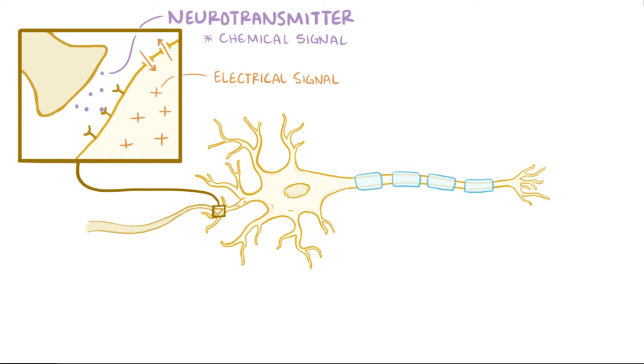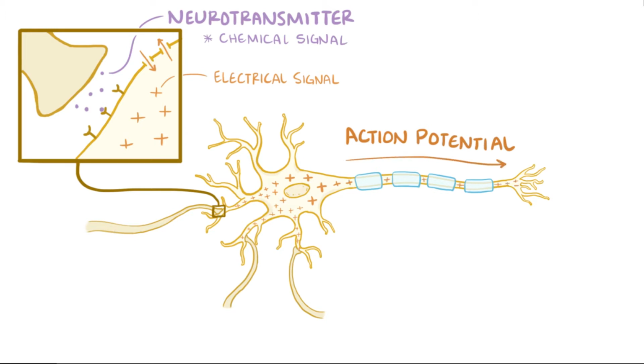Since a single neuron can have a ton of dendrites receiving input, if the combined effect of multiple dendrites changes the overall charge of the cell enough, then it triggers an action potential, which is an electrical signal that races down the axon at up to 100 meters per second, triggering the release of neurotransmitter on the other end, and further relaying the signal. So neurons use neurotransmitters as a signal to communicate with each other, but they use action potentials to propagate that signal within the cell.